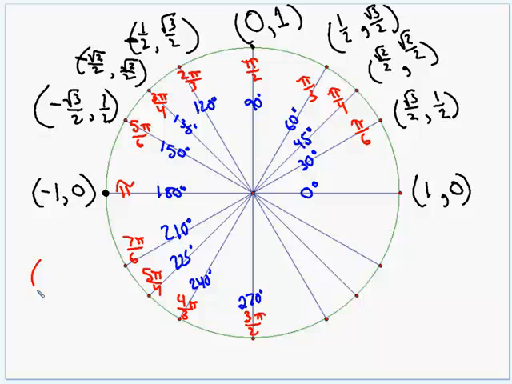So here we're going to have, I'll switch back to black to keep it consistent, negative square root of 3 over 2, comma, -1/2. Here at 225 degrees, it's negative root 2 over 2, and another negative root 2 over 2.